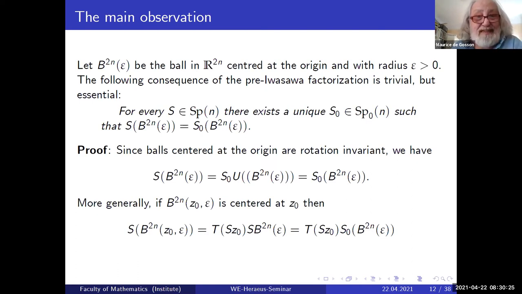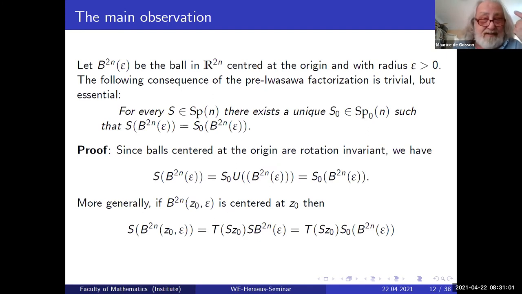For every S in Sp(n), we can find a unique S_0 in the local symplectic group such that the action of S on the ball is equal to the action of S_0 on B^{2n}(ε). I'm saying it's totally trivial. Yes, of course it's trivial, because S B^{2n}(ε) is equal to S_0 U B^{2n}(ε), U being a symplectic rotation. But the ball being invariant by rotations, U(B^{2n}) is just B^{2n}, so we get this equality.